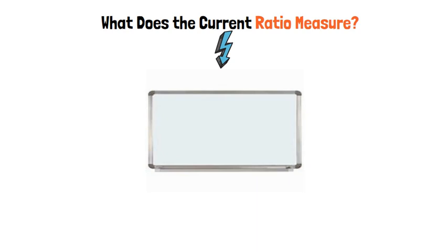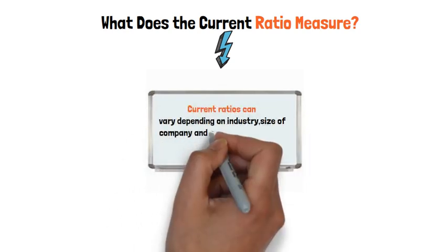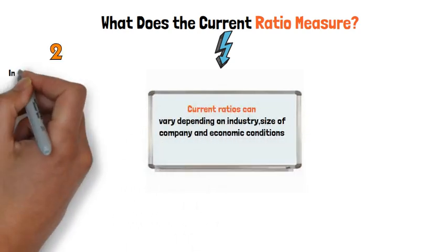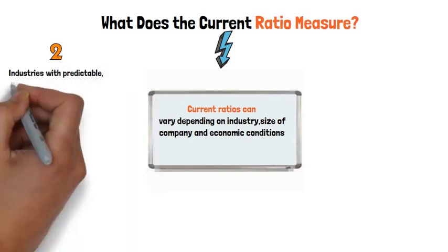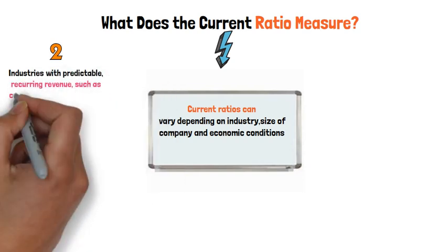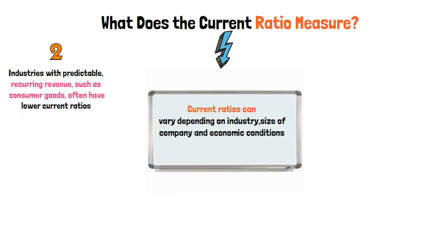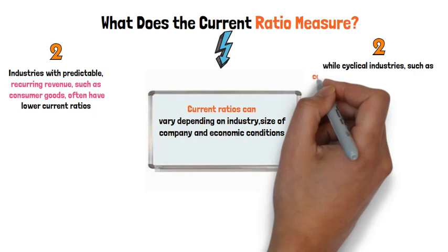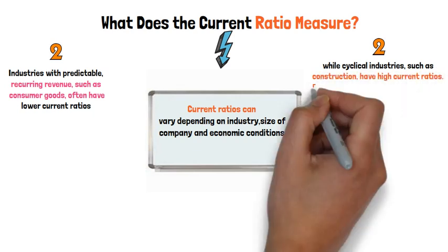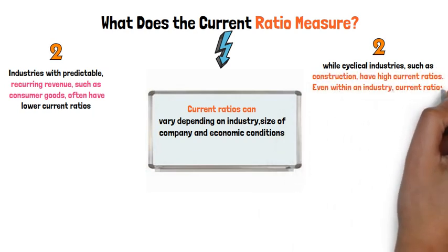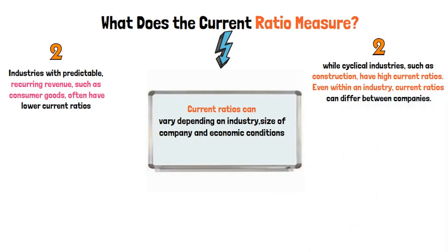Current ratios can vary depending on industry, size of company, and economic conditions. Industries with predictable, recurring revenue, such as consumer goods, often have lower current ratios, while cyclical industries, such as construction, have high current ratios. Even within an industry, current ratios can differ between companies.